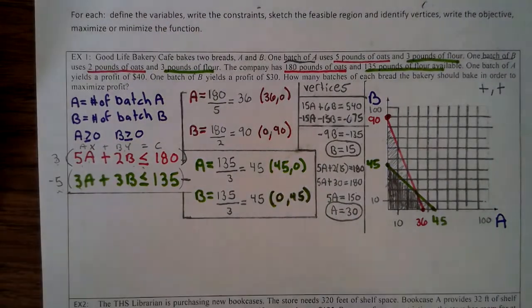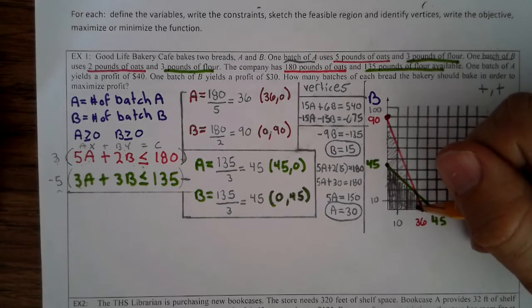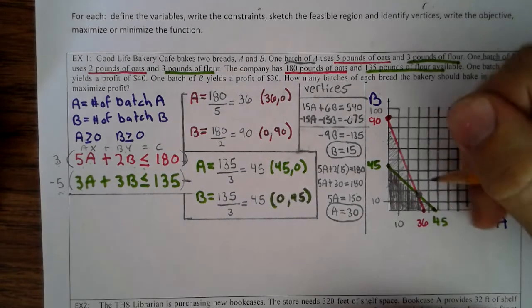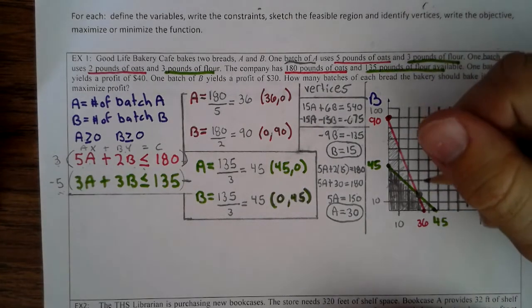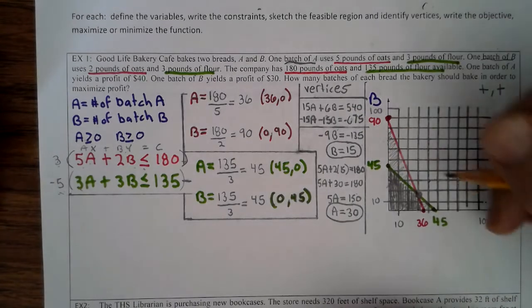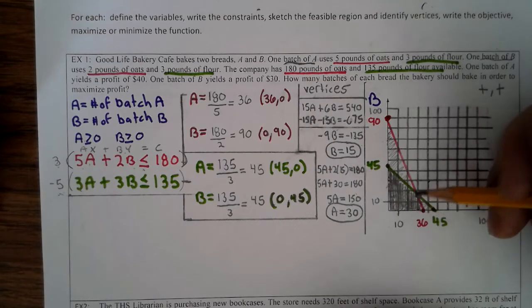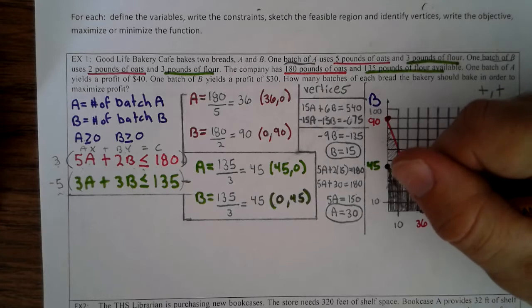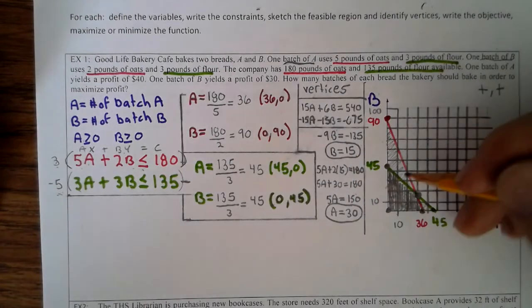All right. So the vertex then is 30, 15. So this point right here is your vertex. There's one vertex. That's the point 30, 15. Then we have this vertex. We already have. This vertex we already have. And then this vertex. So these are your 4 vertices.